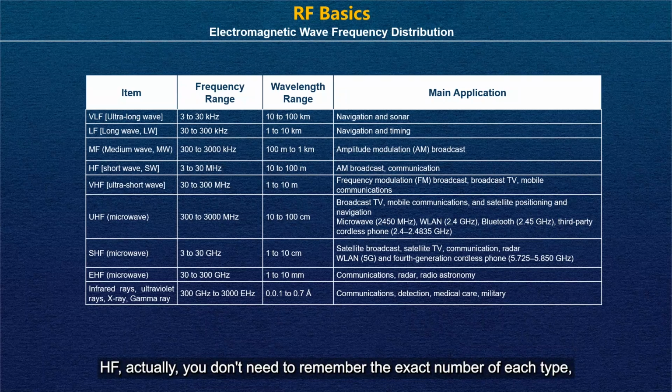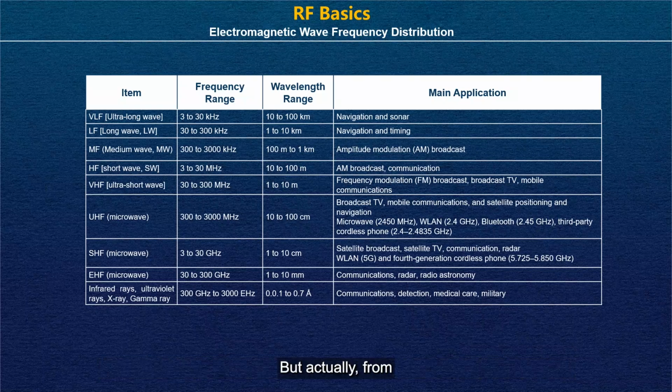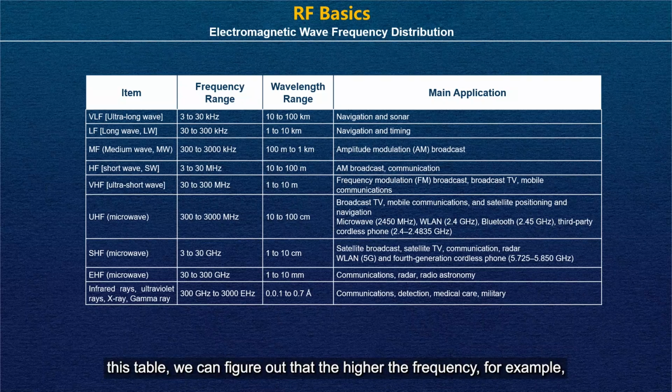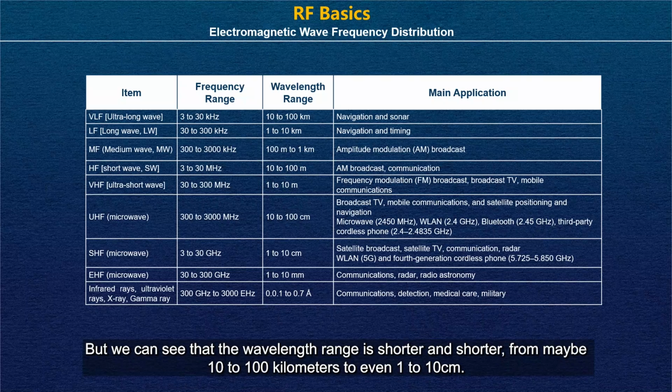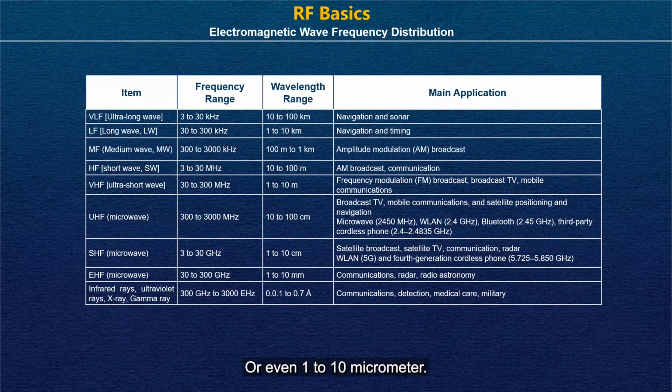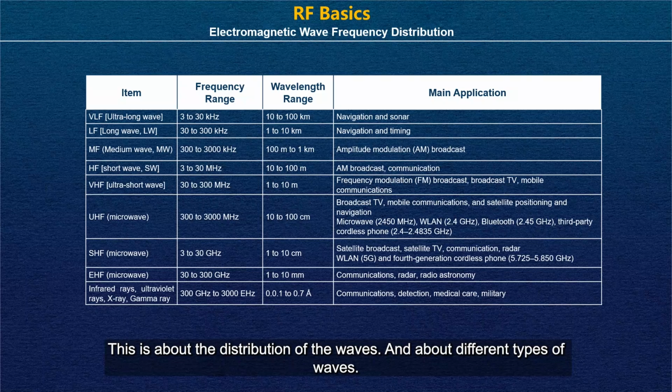And except that, LF, MF, HF. Actually, you don't need to remember the exact number of each type, but from this table we can figure out that the higher the frequency is, for example, from 3 to 30 kHz to maybe 3 to 30 GHz, the frequency is quite high, but we can see that the wavelength range is shorter and shorter, from maybe 10 to 100 kilometers to even 1 to 10 cm, or even 1 to 10 micrometers. This is about the distribution of the waves.